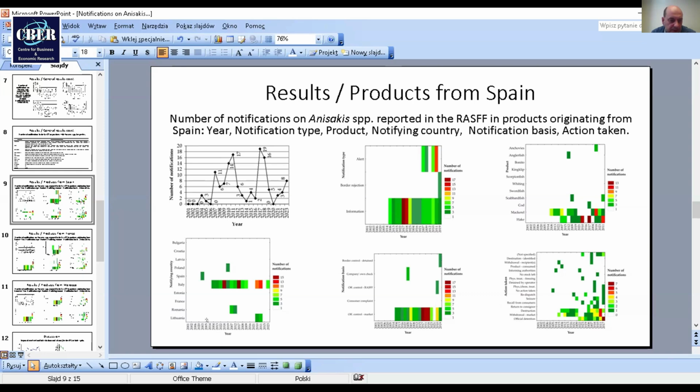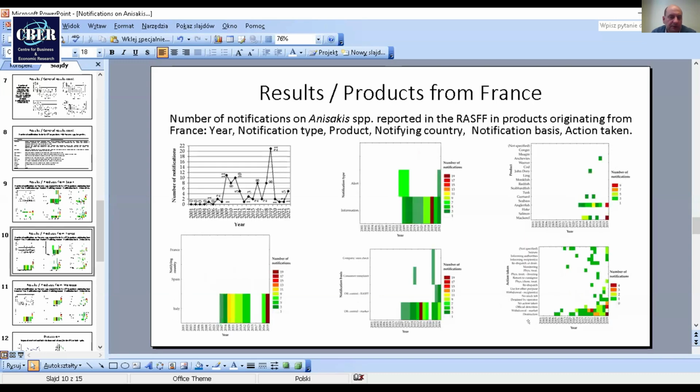And we can see the notifying country within products from Spain, because it's the title of the slide, it was Italy. So Italy notified products from Spain mainly. And this notification was based on official control on the market. And these consignments were withdrawn from the market or also officially destroyed. We can see here also the notifications from France.